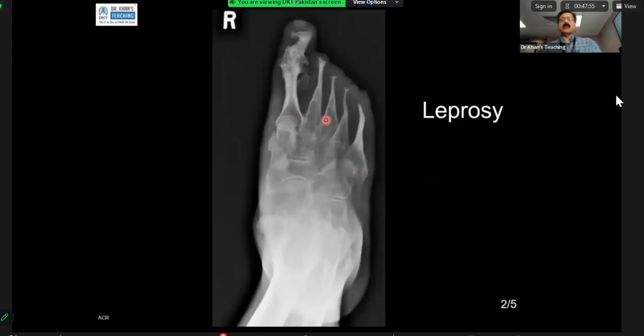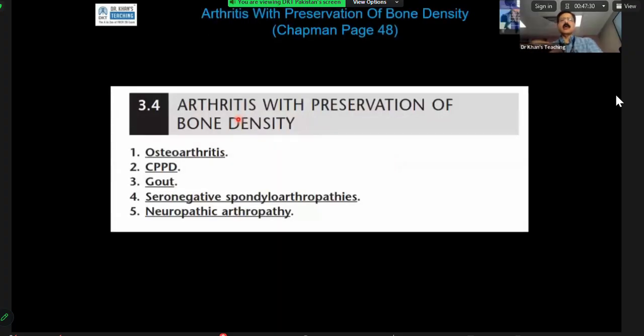Now, in leprosy, what happens is that the cortices, particularly of these metatarsals, appear thin, sclerotic and elongated, as if giving you the appearance of a licked candy. This is known as the licked candy sign. So a differential diagnosis is arthritis with preservation of bone density and neuropathic arthropathy, which will be covered in detail on the weekend. Don't miss that. That is one of the differentials.